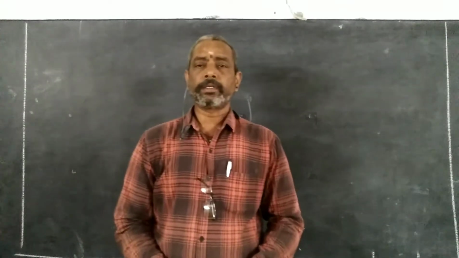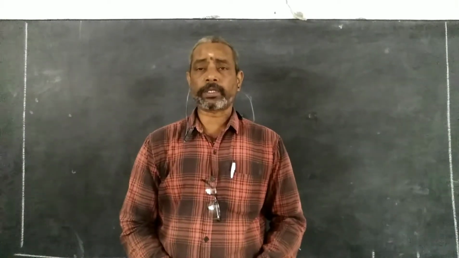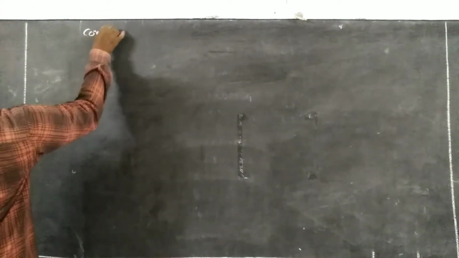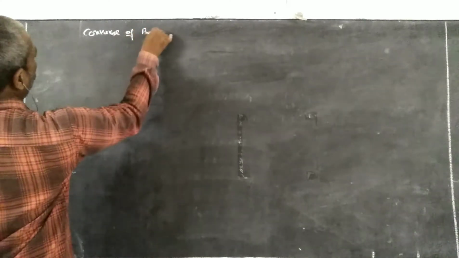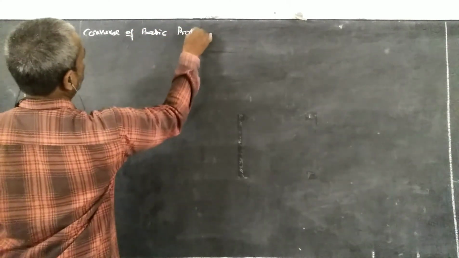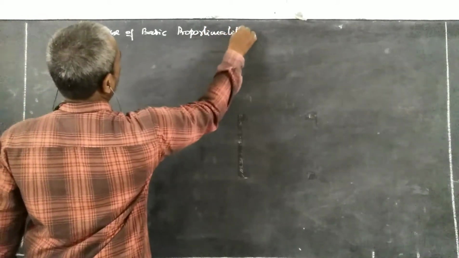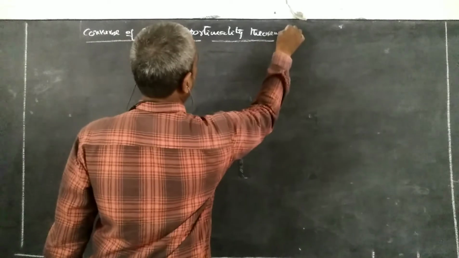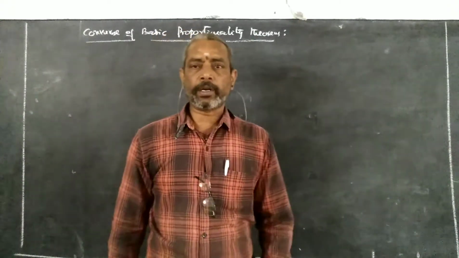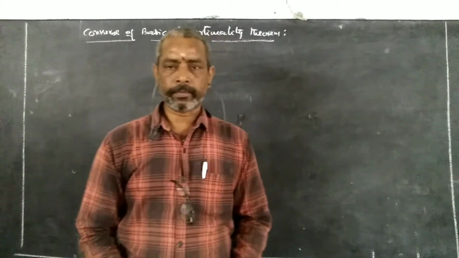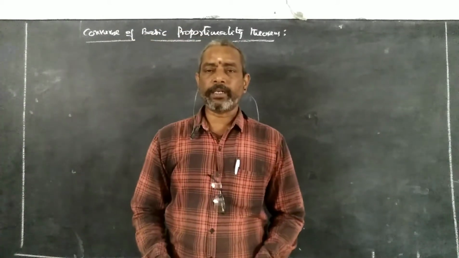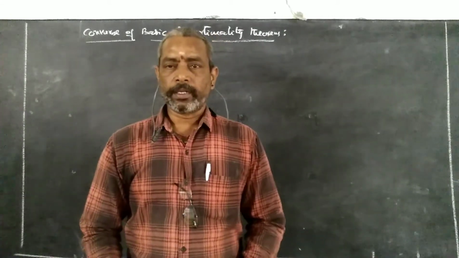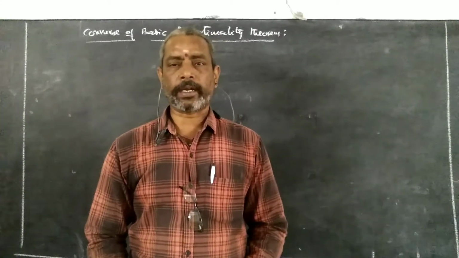Now we are going to discuss another theorem, the converse of the basic proportionality theorem. First, the statement of the converse of the basic proportionality theorem. In a triangle, if a line divides any two sides in the same ratio, then the line is parallel to the third side.